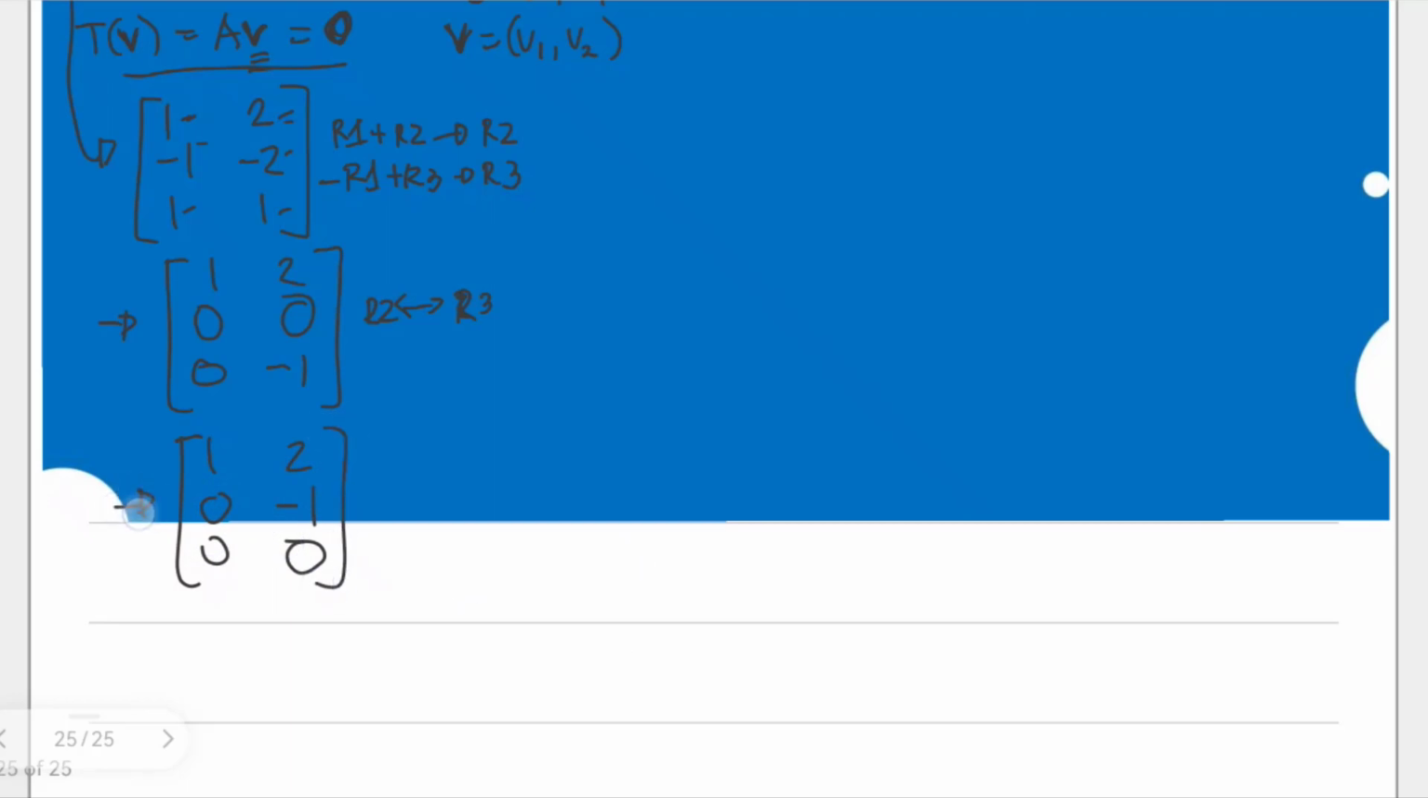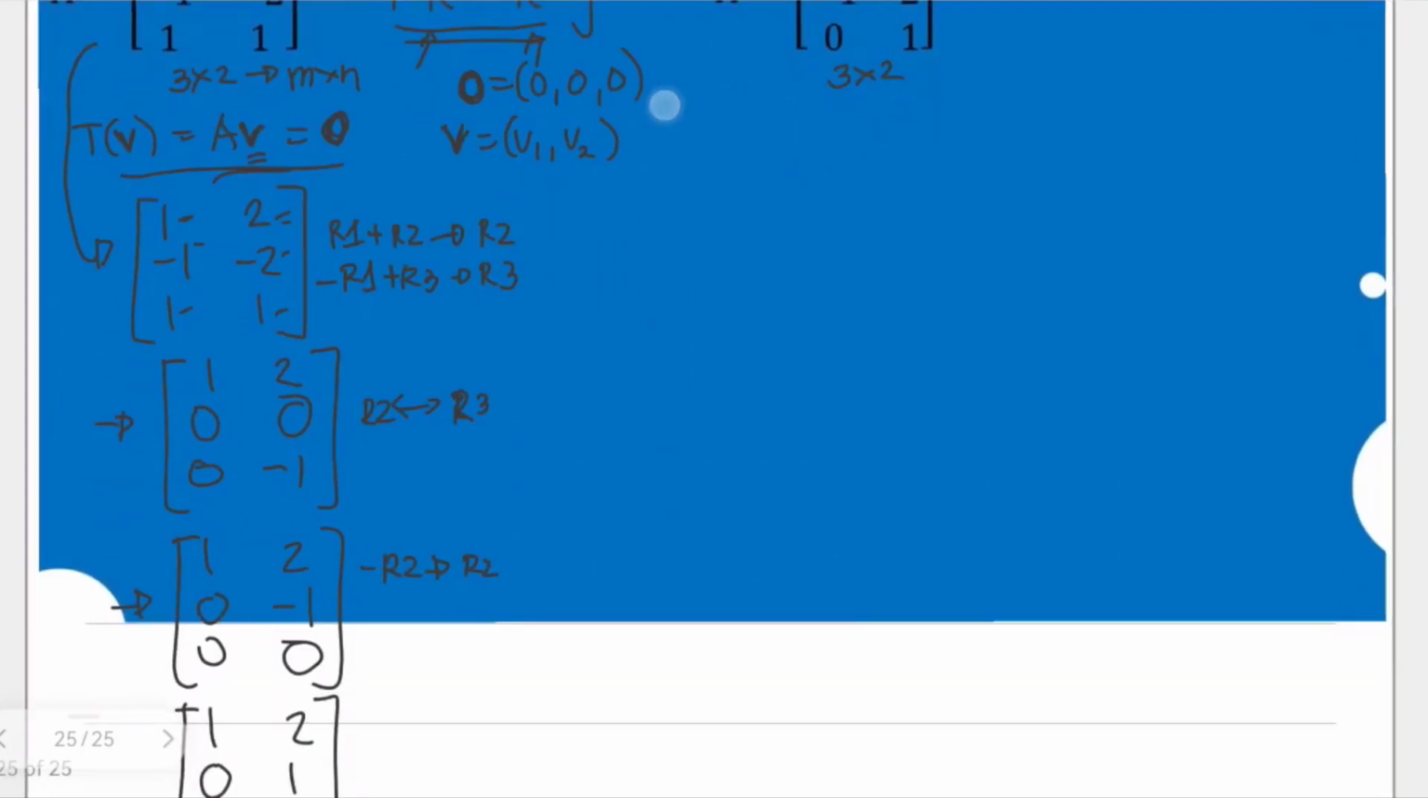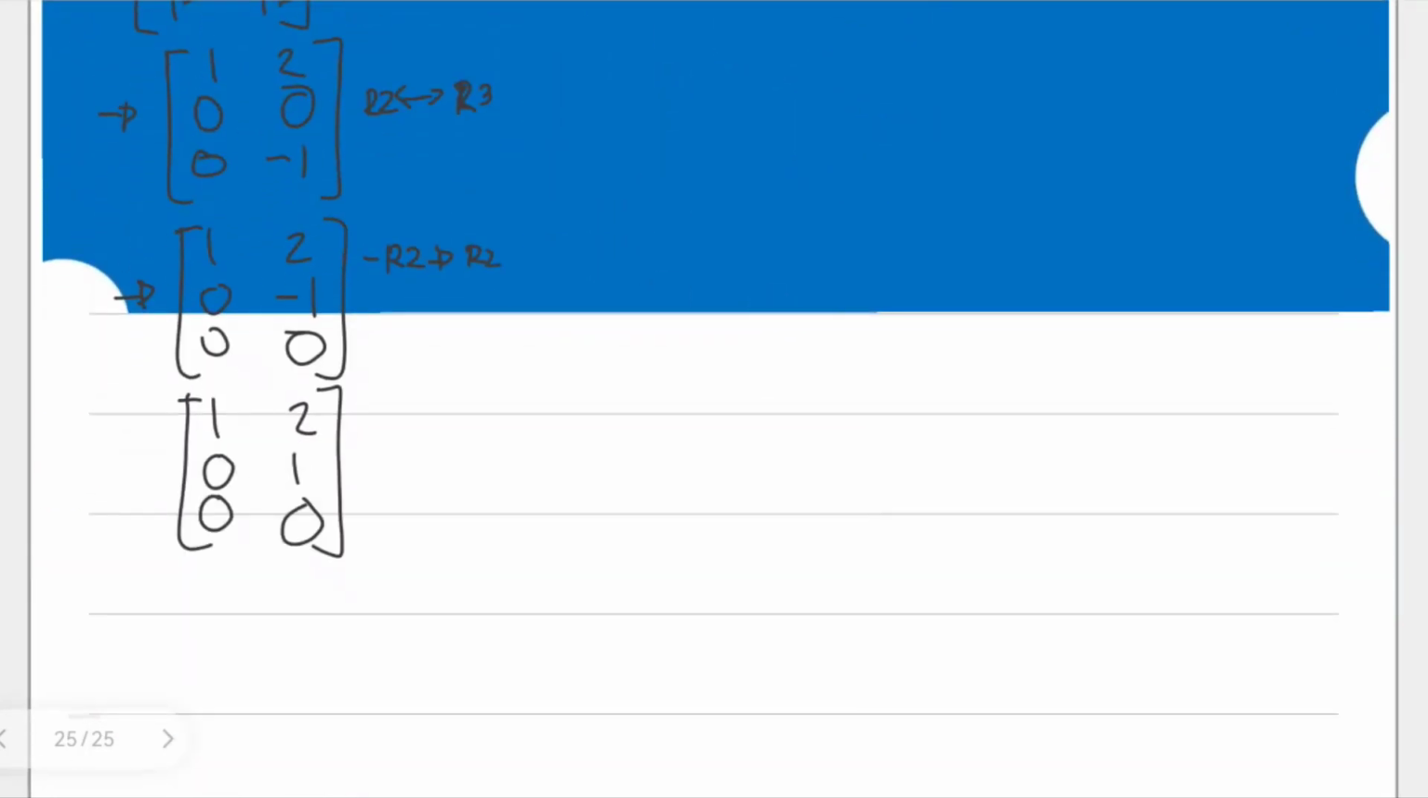And finally, let's make this +1. So you will have the negative of row 2 to become a new row 2: 1, 2, 0, 1, 0, and 0. This is not yet in reduced row echelon form, but this is already in a row echelon form. We can continue, just for the same pattern as the previous video, and you might want to check the previous video before this, where we used the reduced row echelon form. So let's make this 0 as well. So -2 on row 2 plus row 1.